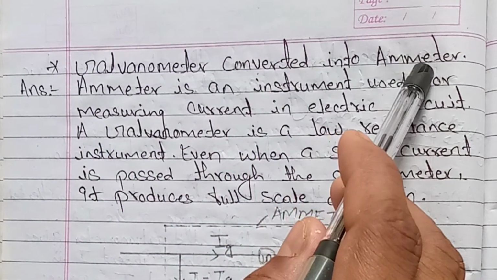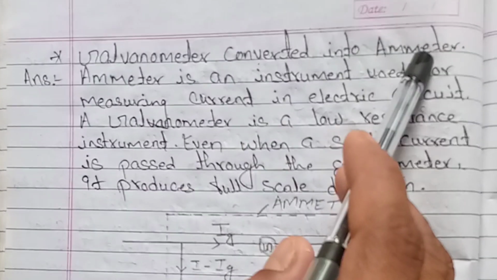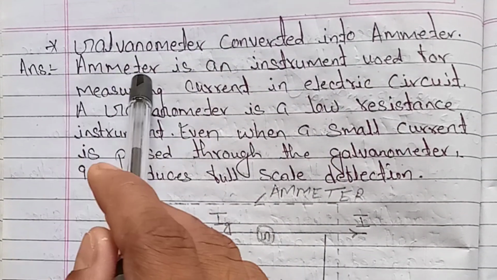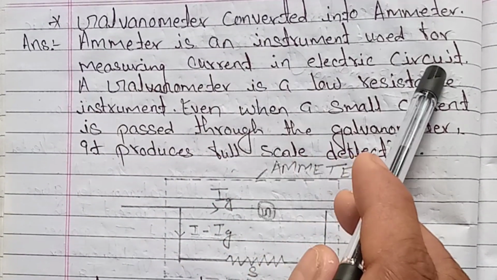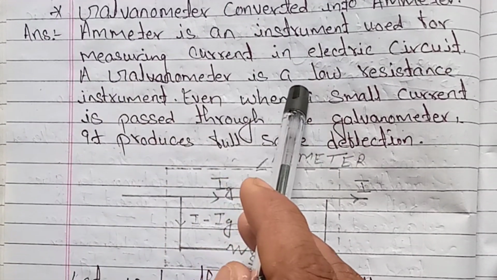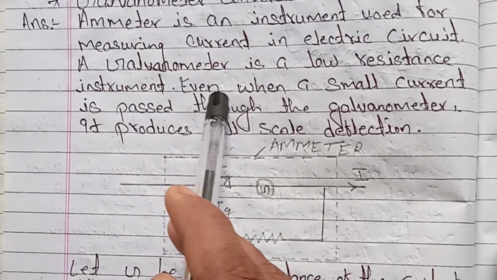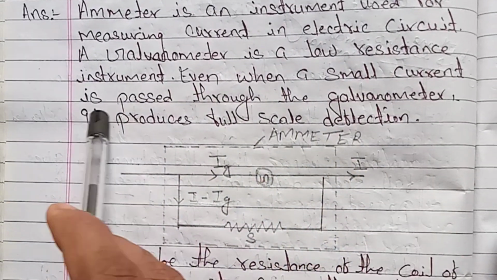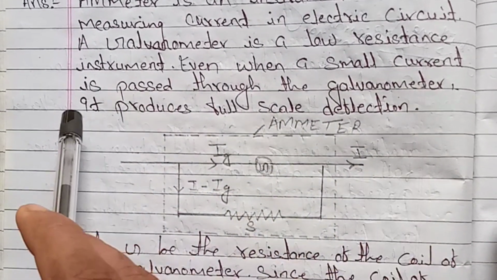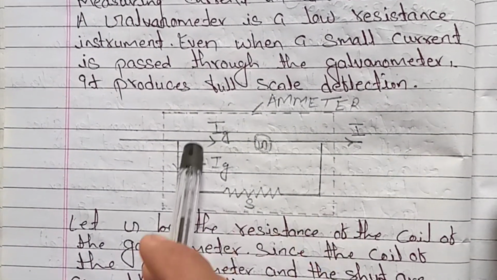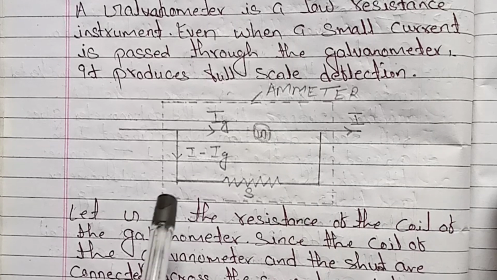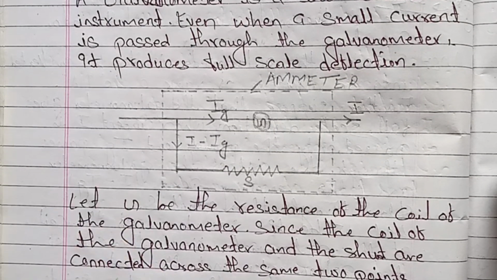Galvanometer converted into ammeter. Answer: an ammeter is an instrument used for measuring current in an electric circuit. A galvanometer is a low resistance instrument. Even when a small current is passed through the galvanometer, it produces full scale deflection. That is the figure, so you can draw this figure because it is necessary for showing.